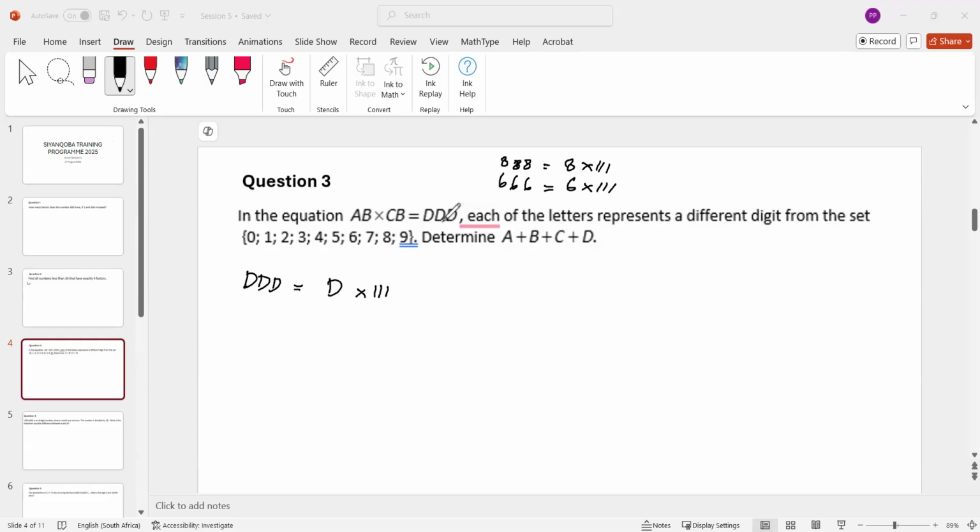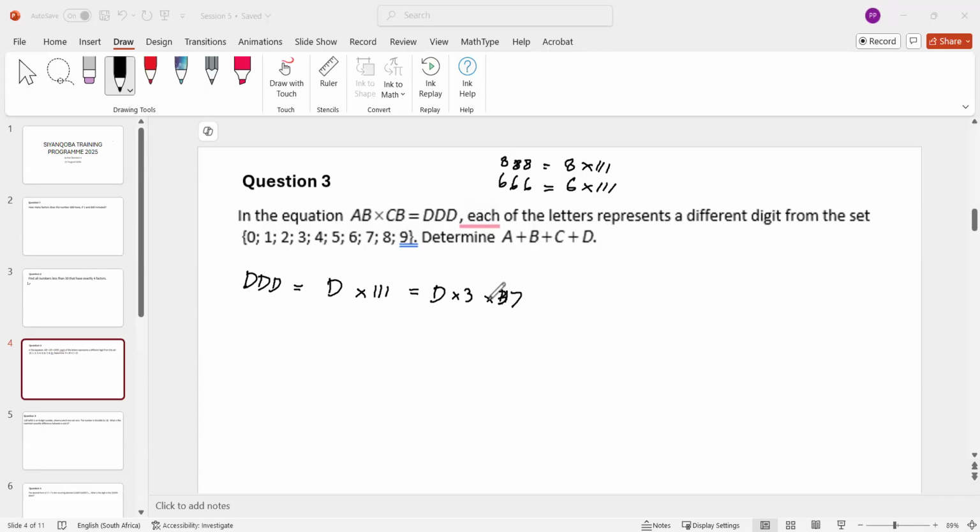Okay, but now you've got this three-digit number as a product of two-digit numbers. Now 111 is not a two-digit number, but it can be factorized because the sum of those digits is 3. So 3 is a factor of this. 3 goes into 111 37 times. All right, so your number is actually D times 3 times 37.